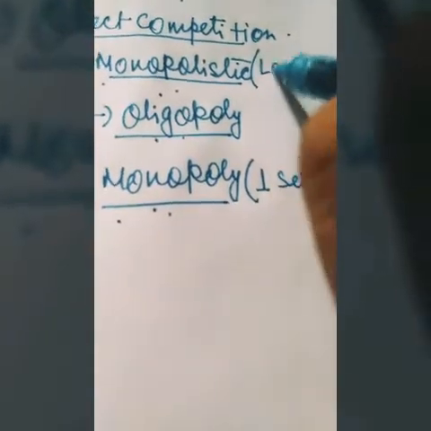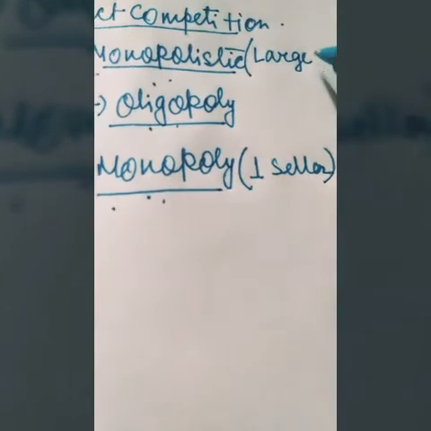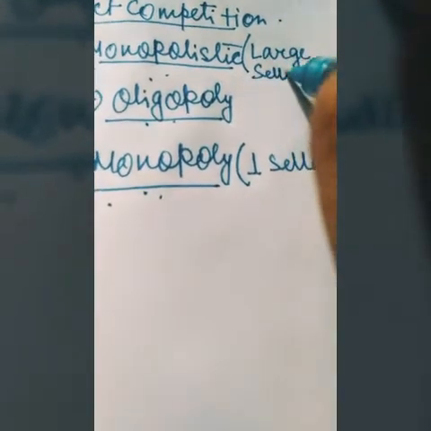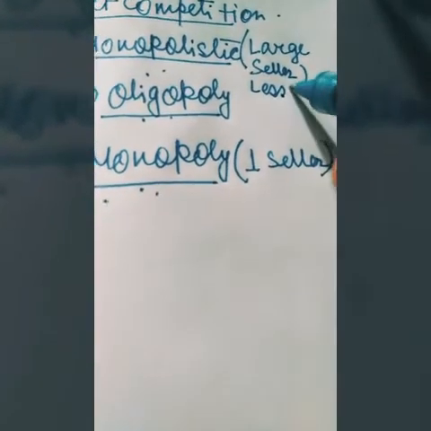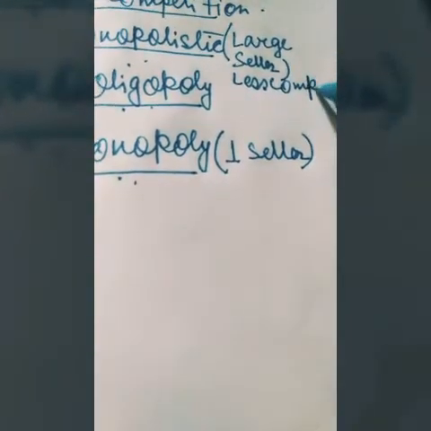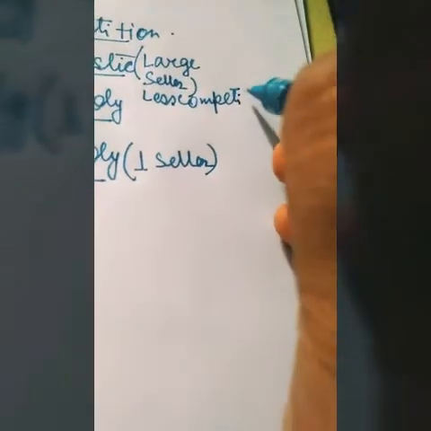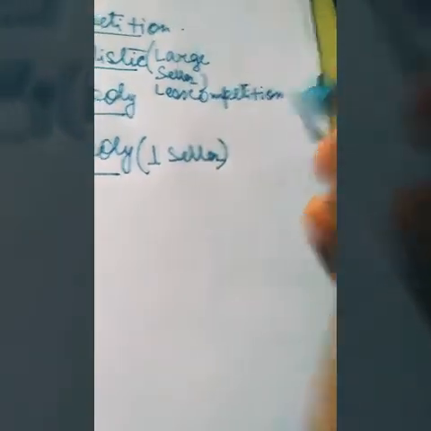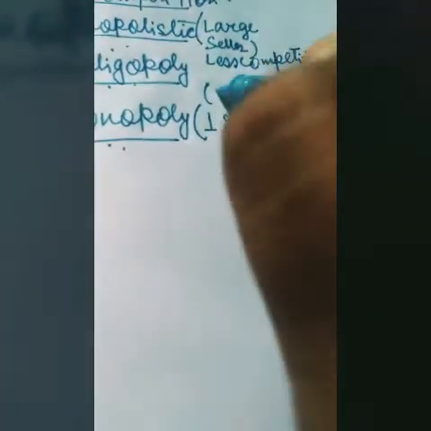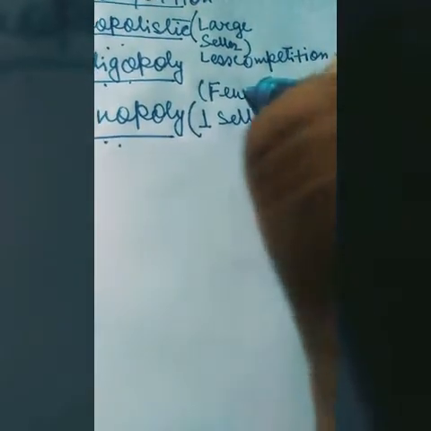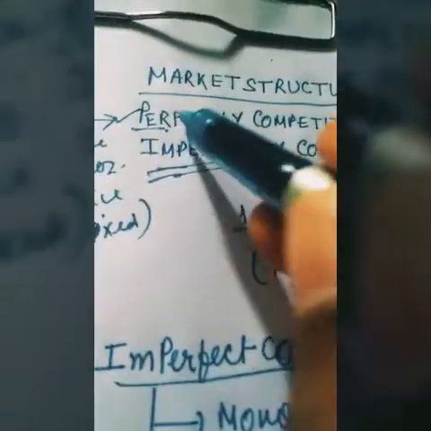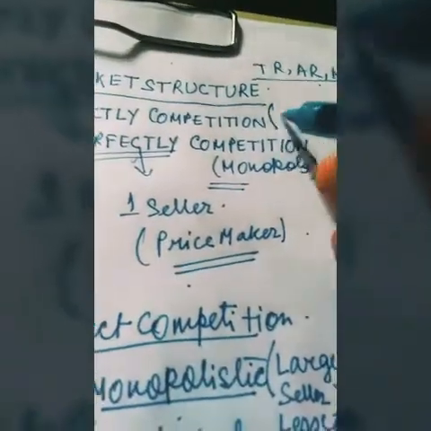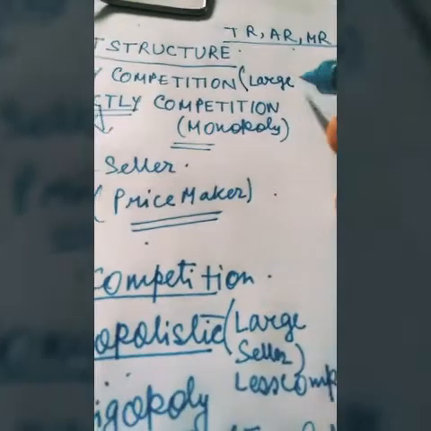Here, large number of sellers, but competition is less. Large sellers, but less competition. Why? I'll tell you later. Less competition, because it is imperfect competition. Oligopoly has few, very few sellers. And finally, when it becomes monopoly there is one seller. And in perfect competition, what happens? Large number of sellers.